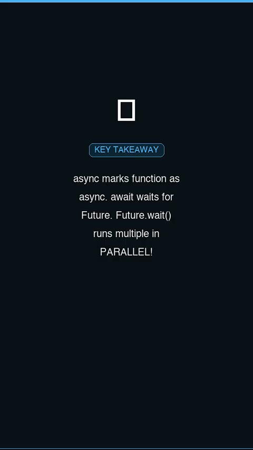Here is what you need to remember. Async marks a function as asynchronous. Await pauses until the Future resolves, but keeps the app responsive. Future.wait runs multiple Futures in parallel for speed. You will use this pattern constantly in Flutter. API calls, database queries, file operations, all async. Practice this one.